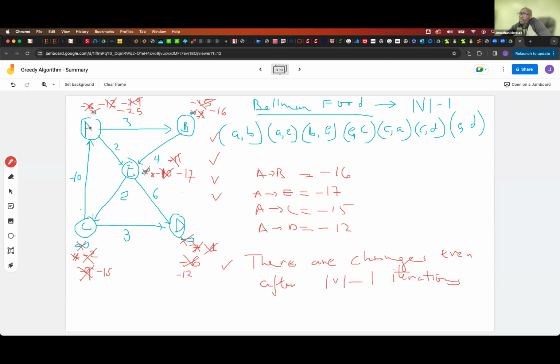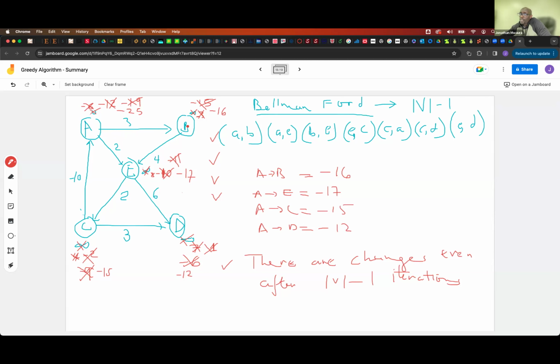It looks like we are able to move from A to B to E to C back to A. We are able to do this because we are considering edges, not just vertices. We're able to do that because we are relaxing each edge. And there's also a problem here. Let's see what the problem looks like.